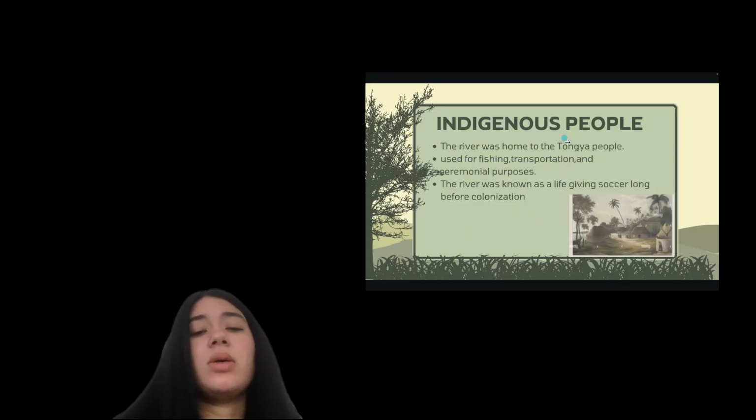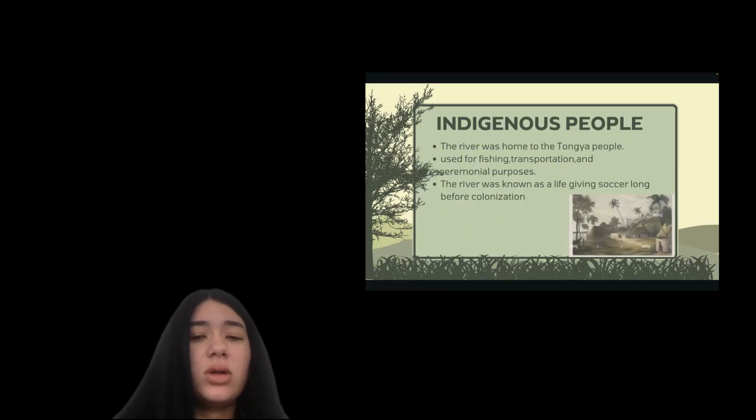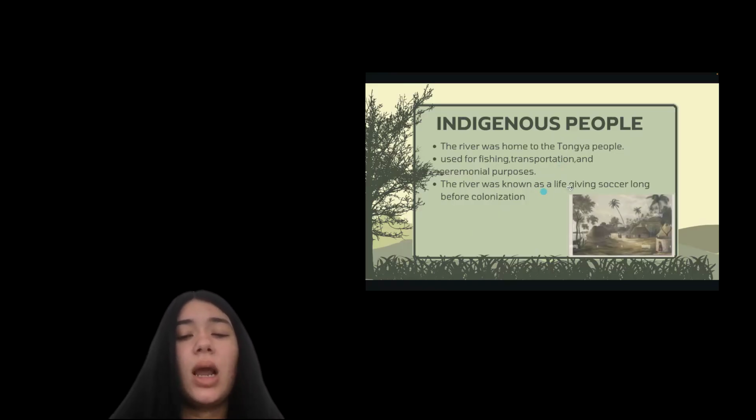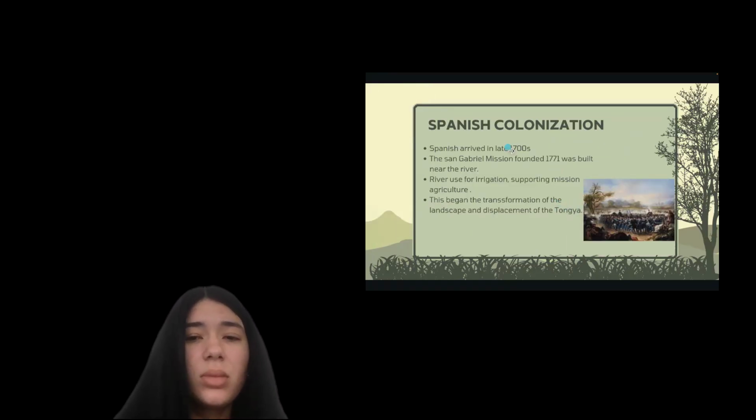Indigenous people: the river was home to the Tongva people, who used it for fishing, transportation, and ceremonial purposes. The river was known as a life-giving source long before colonization.